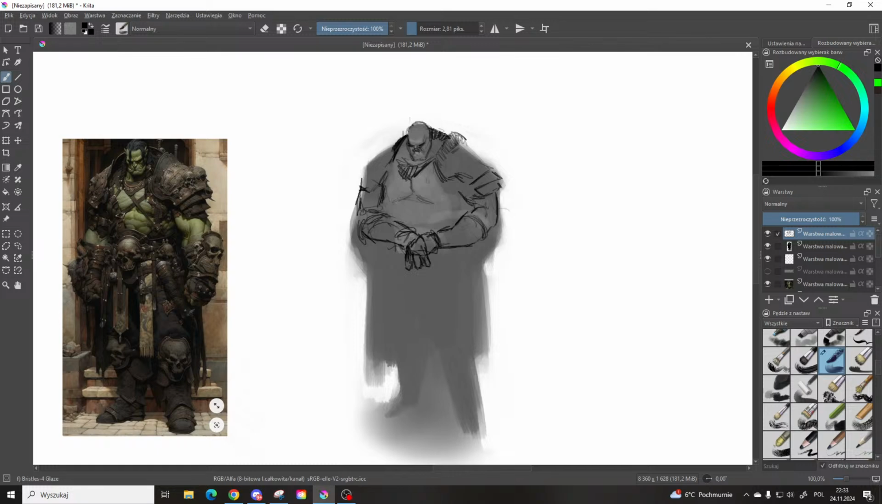I'm not really thinking that much about him having good anatomy at this point. I'm mostly still looking for the mood, a certain mood I want him to have. That's why I'm doing quick, fast doodling, not trying to get anything super polished.